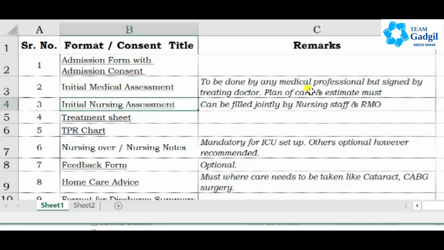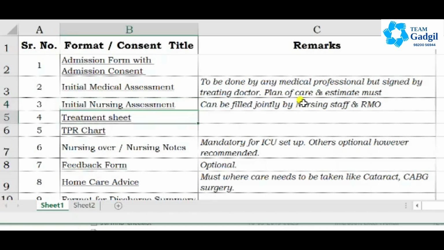Initial nursing assessment: in case you are not sure about the competency of your nursing staff, you can eliminate this form. However, it's good to do this initial nursing assessment so that nurses also feel included in the treatment. You can teach your staff how to fill this form. It's not very difficult. My sincere advice is that you should get this done.